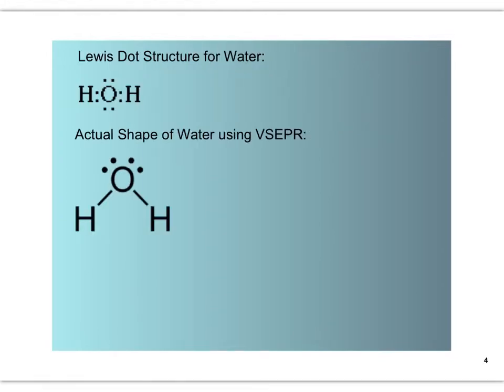So for example, here's the Lewis dot structure for water. Its actual shape, based on VSEPR theory, is a bent shape, as you see here. We have two oxygen-hydrogen bonds. The oxygen is more electronegative. The electrons will be attracted from the hydrogen toward the oxygen.